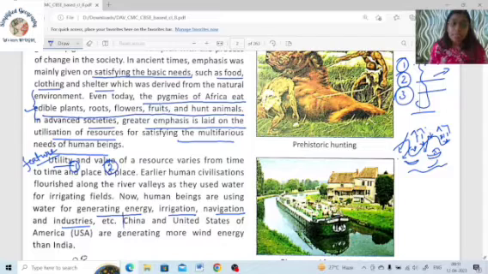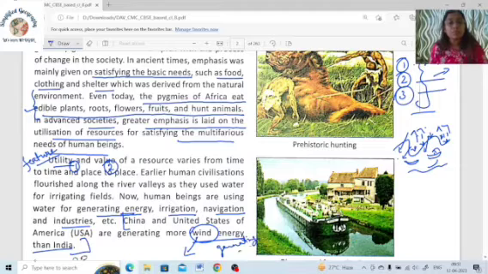For example, China and the United States are generating more wind energy than India. Wind is a natural resource. It is available in nature. They are utilizing wind and generating energy. Okay, at low cost, they are generating a large amount of electricity, which they use in every field of development. Clear? So moving on to the next.